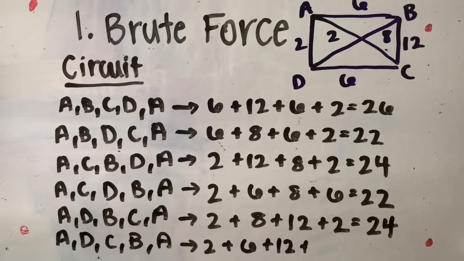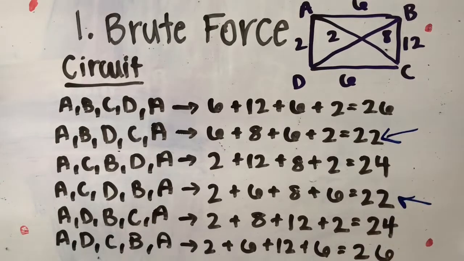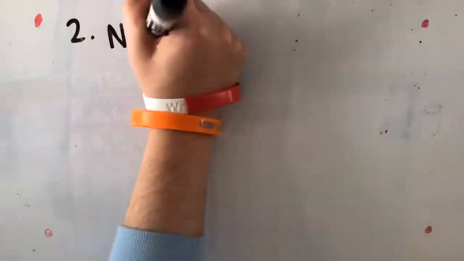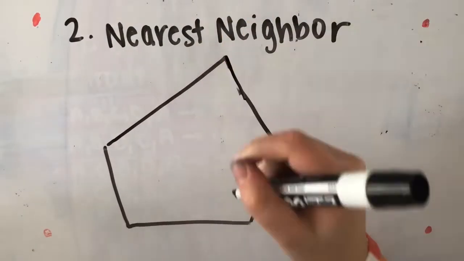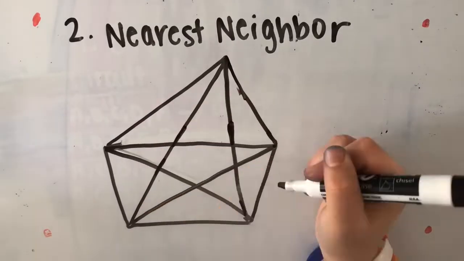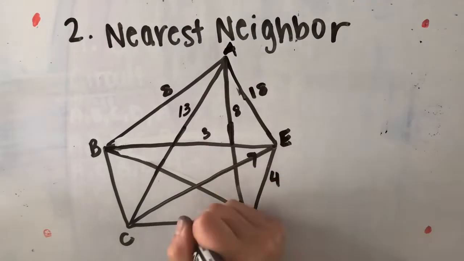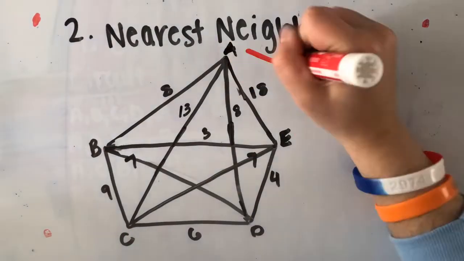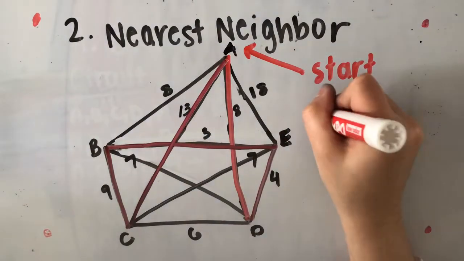After writing out each of the total edge weights for each of the possible circuits, you can see that the second one and the fourth one have the lowest edge weight of 22. The nearest neighbor method is the second method you could use. Just as the name suggests, you start at one point and typically choose the next lowest edge weight, and you keep going until you are back at your starting point. This may not be the lowest edge weight possible combination, but it will be a Hamiltonian circuit.